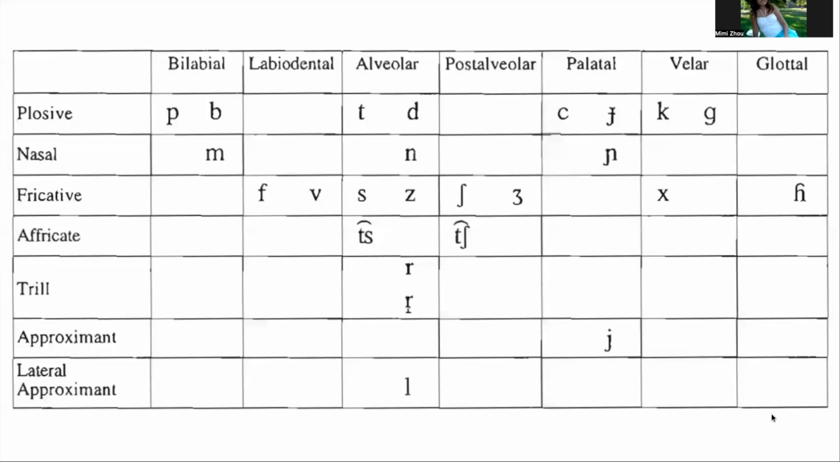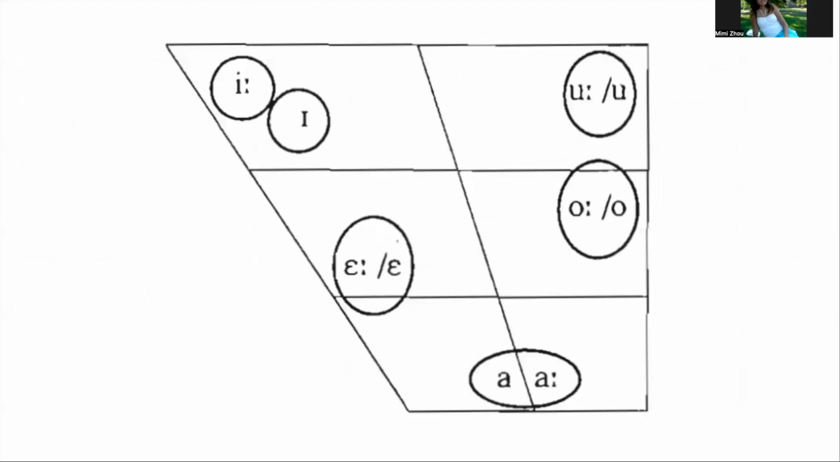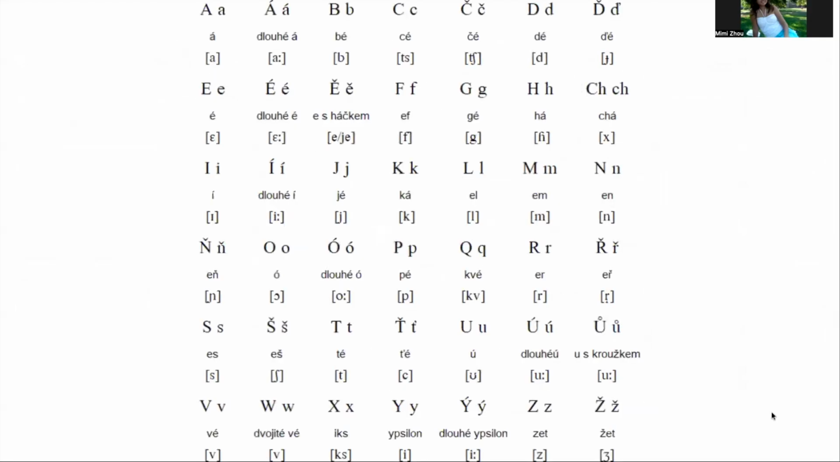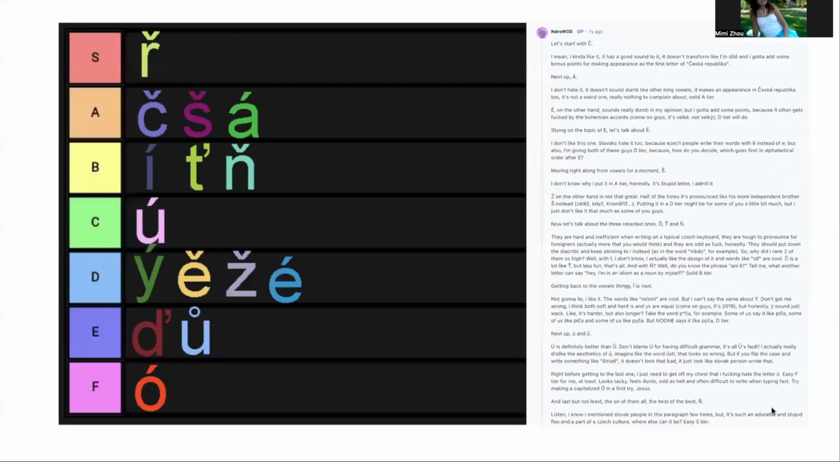It has 25 core consonant phonemes and 10 vowel phonemes, along with 3 diphthongs. Orthographically, it has 42 letters and uses the Latin alphabet. As you can see, diacritics are crucial to writing in Czech. Let's take a closer look. Here is a tier list made by Reddit user Zhou of the many Czech letters found using diacritics. All of these letters can be found in other languages, mostly other Slavic languages.